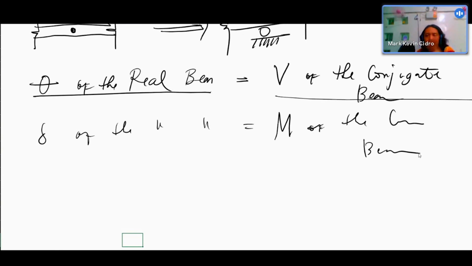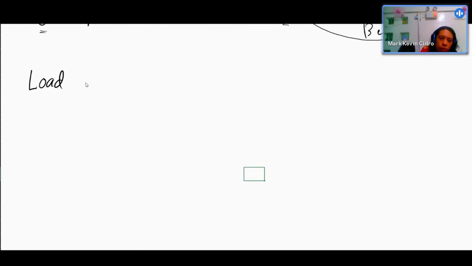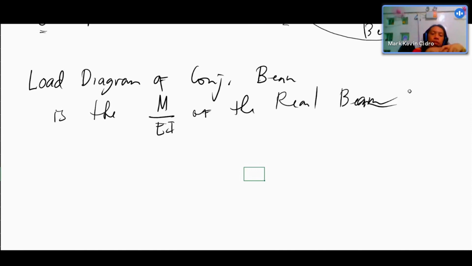Theta is V, or the shear. Deflection is the moment of the conjugate beam. Now, what is the loading of the conjugate beam? The load diagram of the conjugate beam is the M over EI of the real beam. The load diagram of the conjugate beam is the M over EI of the real beam. What is M over EI? It is the moment diagram of the real beam.